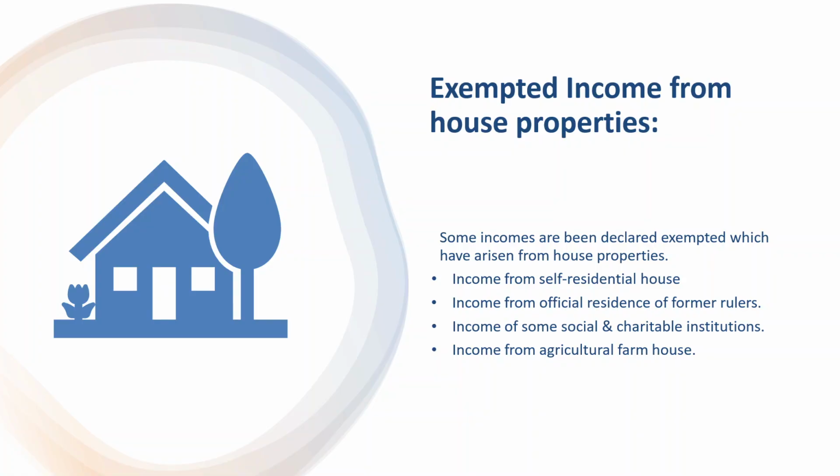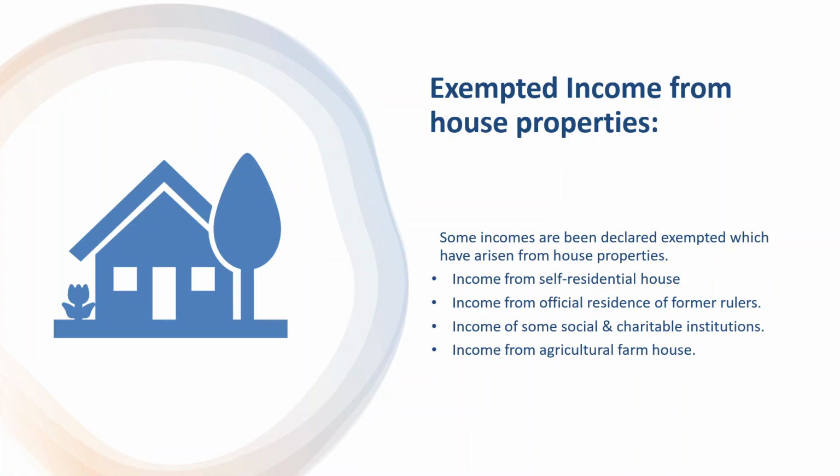The next one is income from the official residence of former rulers. Before independence, there were several rulers. Suppose those rulers have their own palaces or official residences, and if they get any income from that, it is also treated as exempted or fully tax-free under house property.